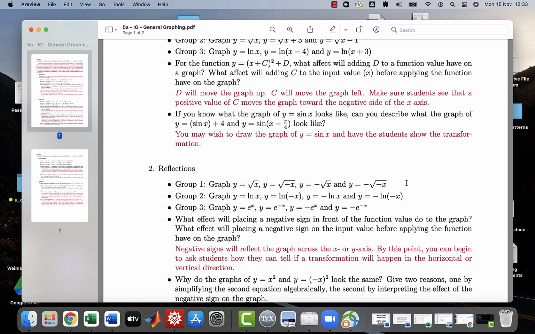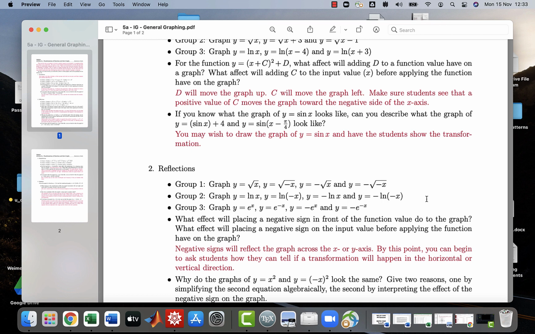Students will want to talk about it being reflected across the x-axis, reflected across the y-axis. That's kind of the notation they're used to, the terminology they're used to. I tend to state it always with X transformations saying something about what's happening horizontally, and Y transformations saying something about what's happening vertically.